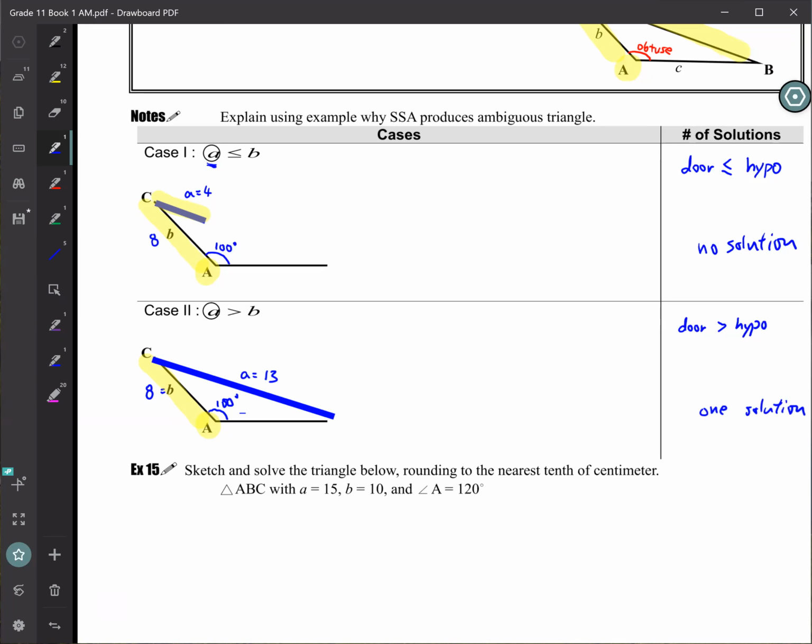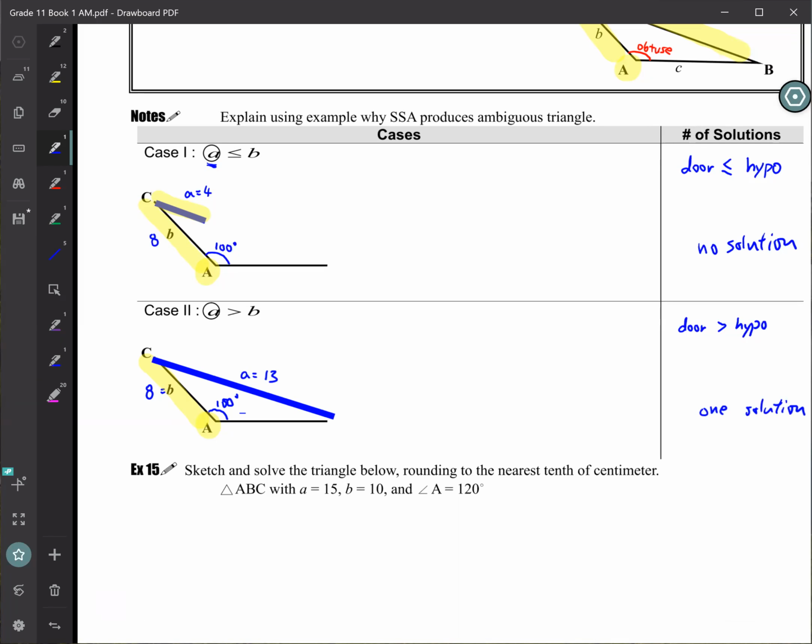If I make it a bit longer, let's say 11, 12, 13, 14, then you can get something bigger. So you can use anything that's longer than the hypotenuse, then that will work. Here I've stretched it so it looks more clear. Let's say we make the door 13 maybe. Okay, so this one you get one solution.